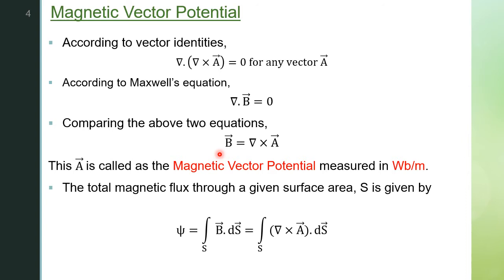Now, when you consider the total flux, we already said psi is the integral over S of B dot ds. This B can be expressed in terms of the magnetic vector potential. So, psi can be written as the integral over S of del cross A dot ds.